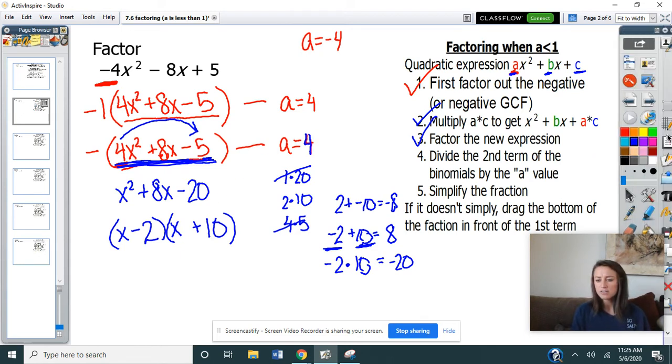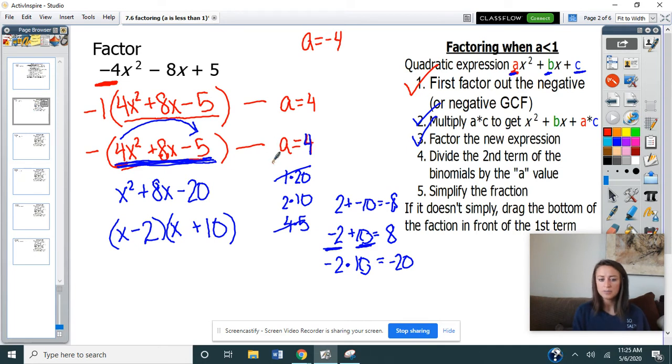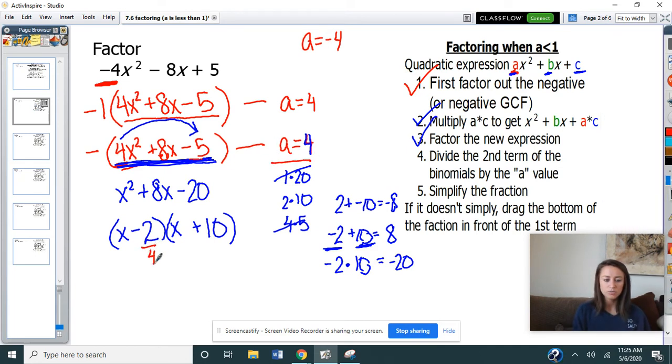We're going to go and divide by this a value. So we're going to divide him by 4, divide him by 4. And when you're reducing this, you got to reduce the fraction. And if it doesn't reduce, then you drag him up here. But let's reduce this. This can be turned into x minus 2 divided by 4, which can be reduced. So I'll do it here. 2 divided by 4. If you reduce the fraction, it's like taking out a GCF.